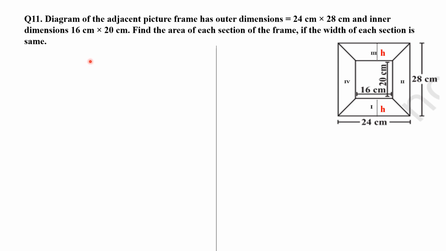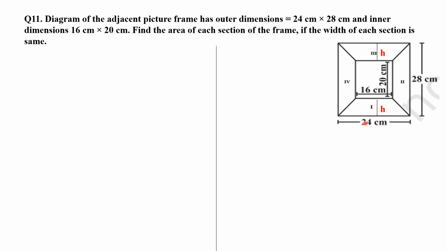Now question number 11. This is the last question of exercise 9.1. So here the diagram of the adjacent picture frame has outer dimensions 24 centimeter and 28 centimeter, inner dimensions 16 and 20. Find the area of each section of the frame if the width of each section is the same. So what I did, I have marked each section as 1, 2, 3 and 4, and you can see each section is in the shape of a trapezium, isn't it?